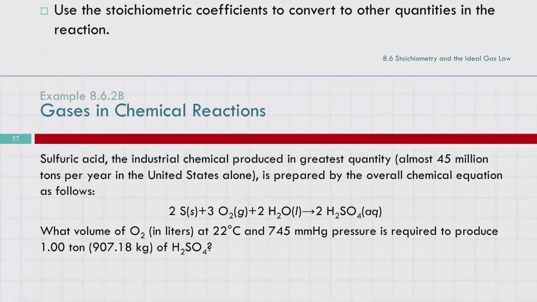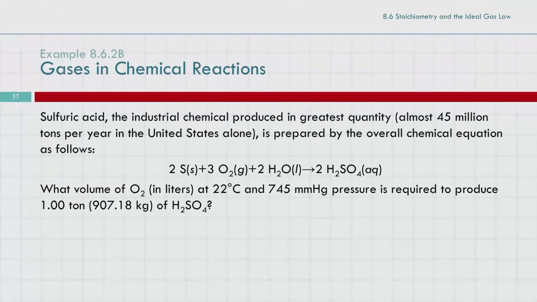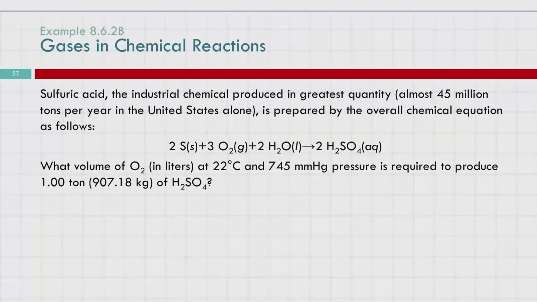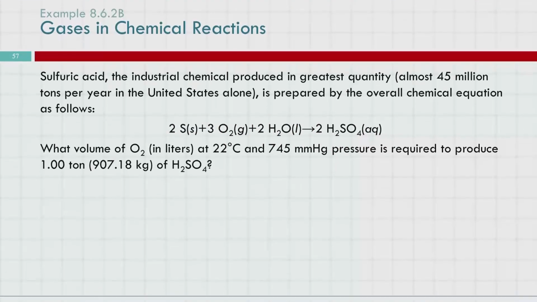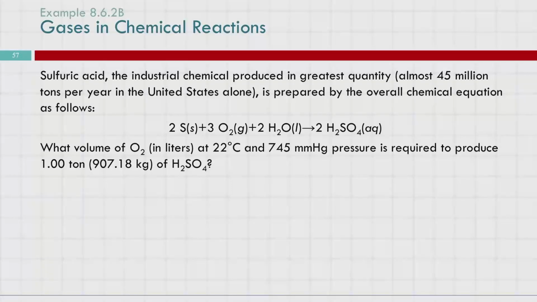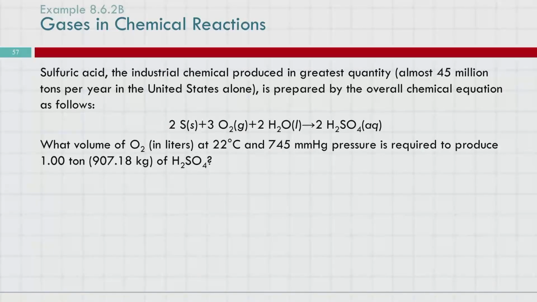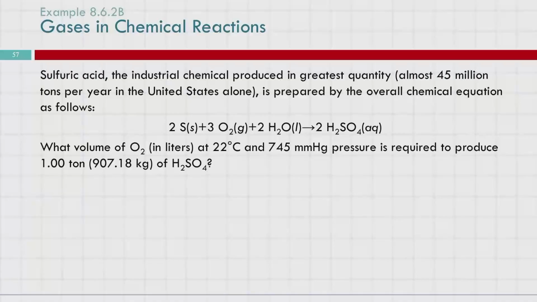Sulfuric acid is the industrial chemical produced in the greatest quantity, almost 45 million tons, 2,000 pounds per year in the United States alone. It's prepared by this overall chemical reaction. So you put in some sulfur, some oxygen, some H2O, you get out sulfuric acid as an aqueous solution. And you can use sulfuric acid for lots of things like acidifying your blueberry fields and clearing your drip lines in a field, making sure that they don't have hard water buildup.